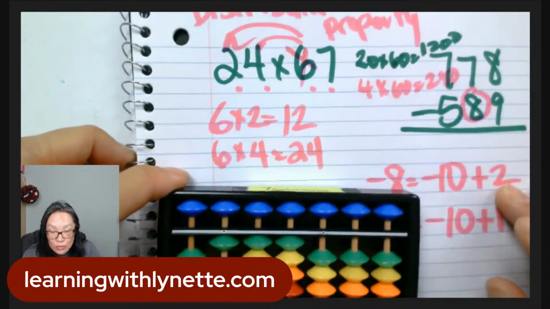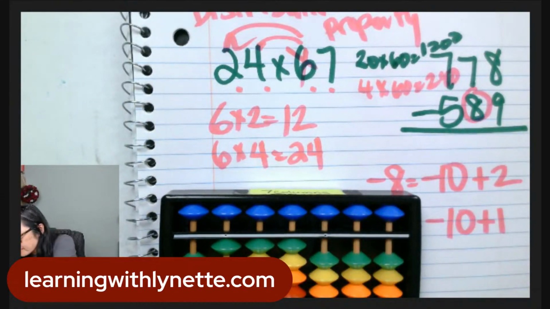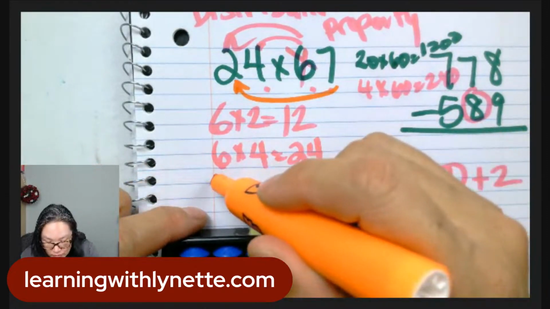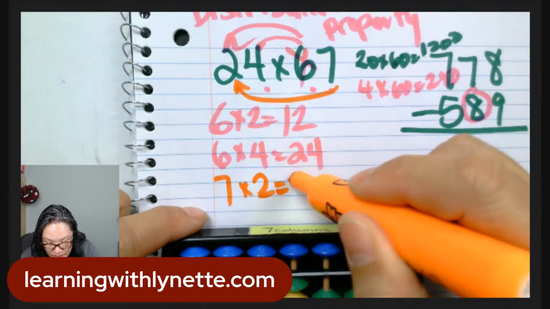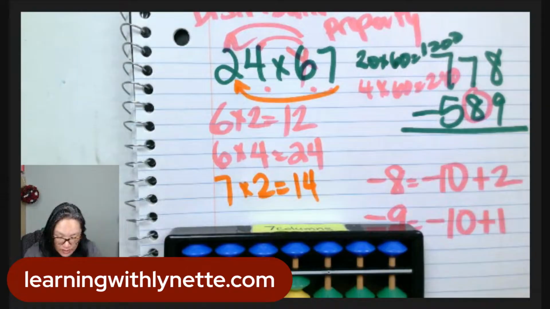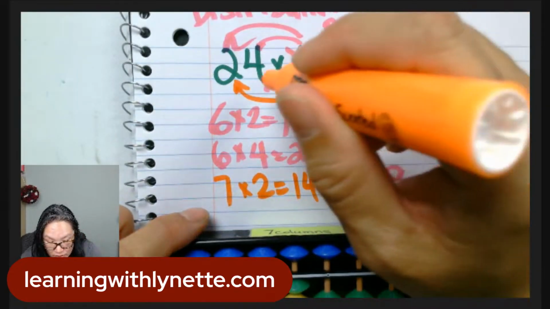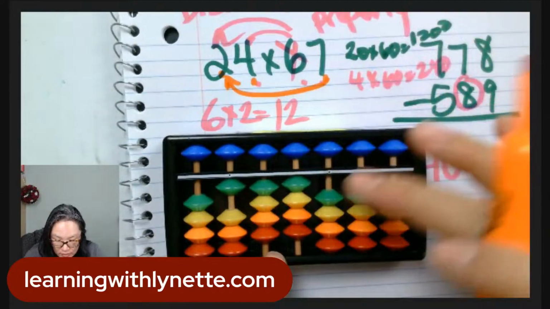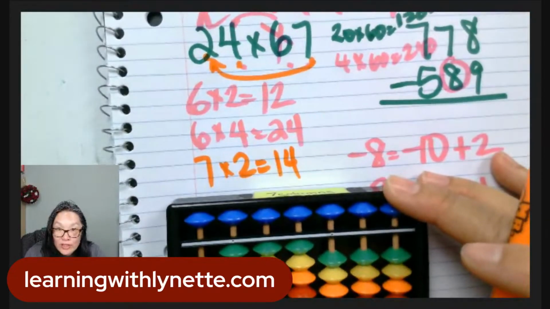What are we doing now? We got to do 7. 7 times 2. 7 times 2 is 14. Wait a minute. We forgot to count. 1, 2, 3. So I got to count. 1, 2, 3. Whoa. So I have to do 14.